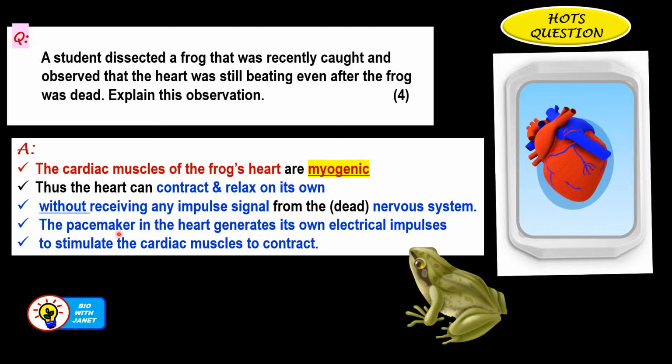So we do not know the scientific name for the pacemaker in the frog. It's different from that of humans. Okay, it's not the sinoatrial node, which we will study later. But we just call it the pacemaker. The natural pacemaker in the heart is still generating its own electrical impulses. So each point is 1 mark here.